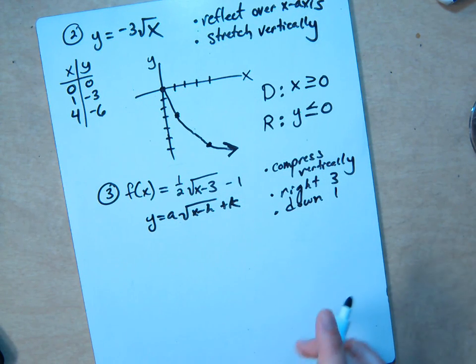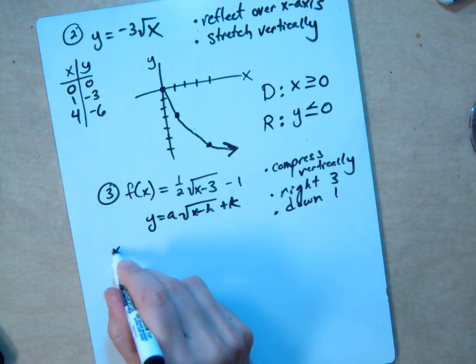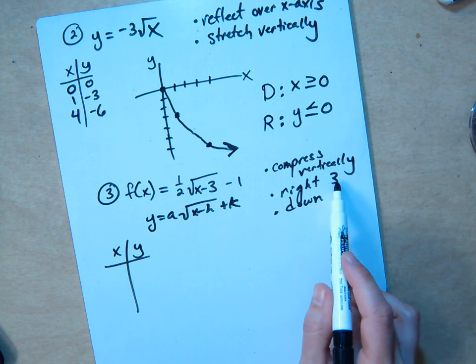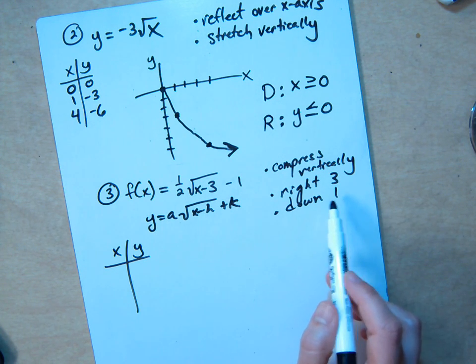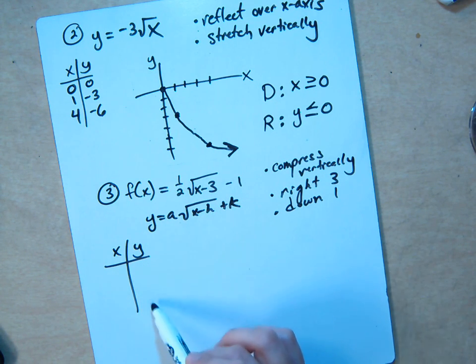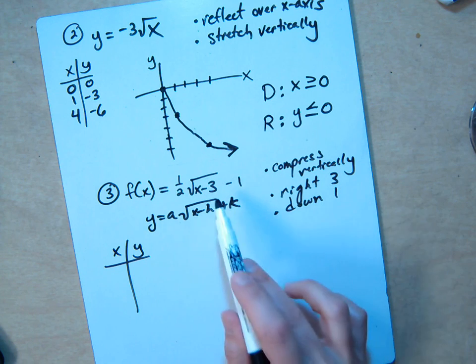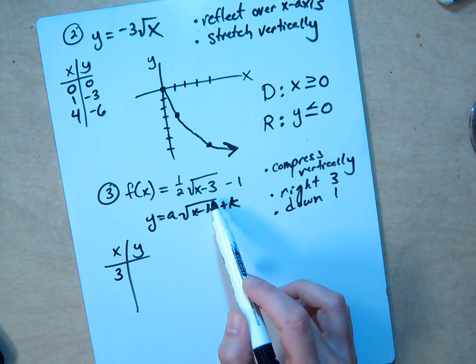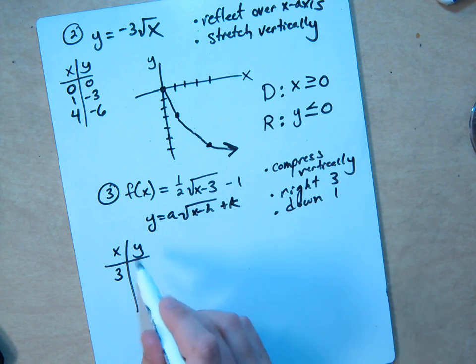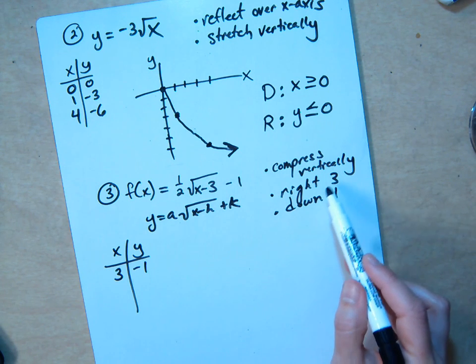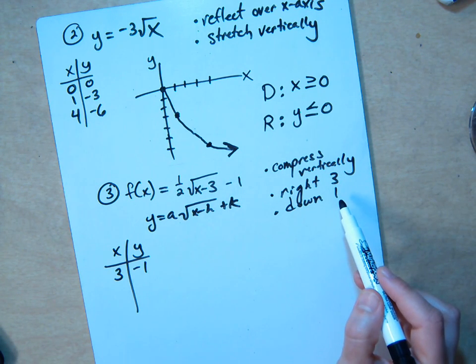Okay, so what you can do is make an XY table, but I know the most important point, since it goes to the right 3 and down 1, is I'm going to want to plug 3 into this function. That helps me know what values to use. Since I know it shifted to the right 3, I'm going to plug 3 in here because you can see you get 0 under the radical. 0 times 1/2 minus 1 is negative 1. And do you see how the point (3, negative 1) means move to the right 3 and down 1?